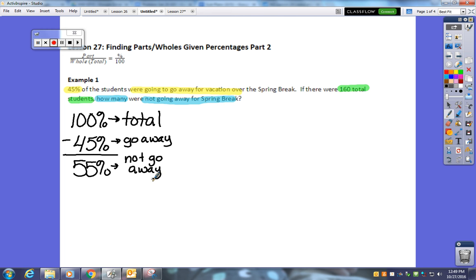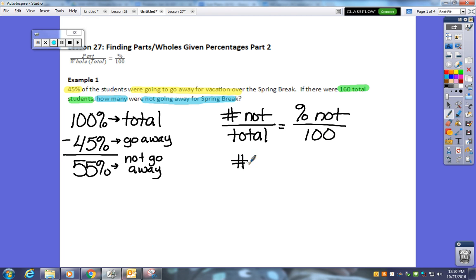Now we do have a percent that matches what we are looking for. So with our equal fractions, we're looking for the number not going away over the total, and that equals the percent not going away over 100. We don't know the number not going away. We are given the total in the problem, 160. We have found the percent not going away by subtracting, and we got 55, and that of course is out of 100.